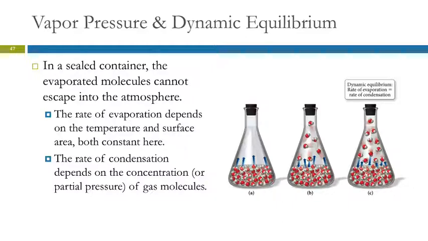And at that point, we have what's called a dynamic equilibrium. It's dynamic because molecules are doing things. They're evaporating and they're condensing, but it's an equilibrium because overall, the number of gas molecules is the same. They're changing who they are, but the number is the same.